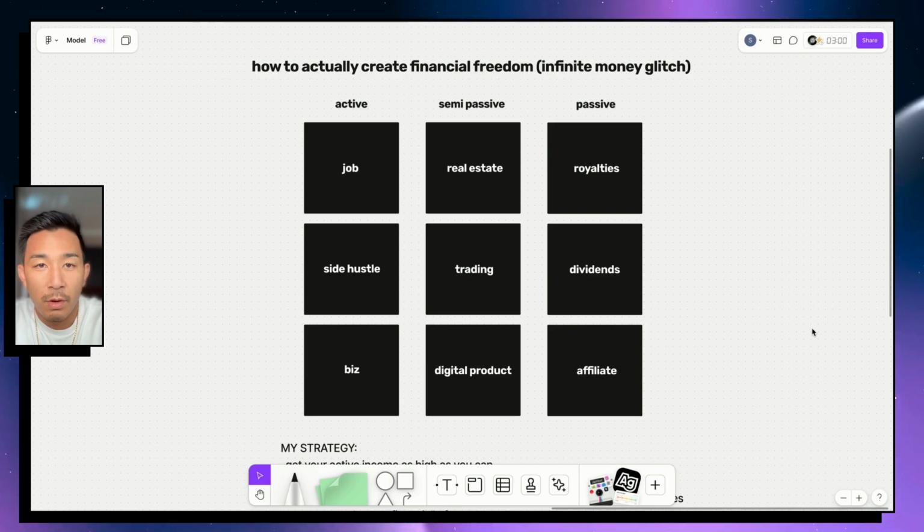All right, guys, in this video, I'm going to share how to actually create financial freedom. This is what I call the infinite money glitch. Now, before I go into the strategy and the example, there are different buckets of income that I want you to understand here. So I group it into active, semi-passive, and passive income.